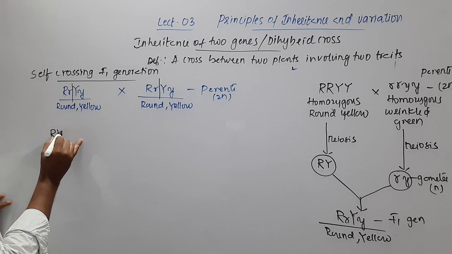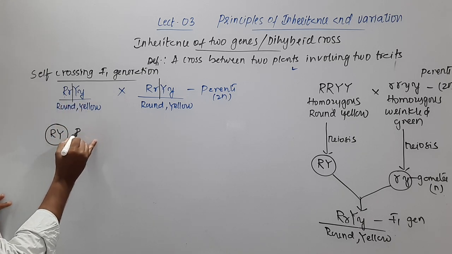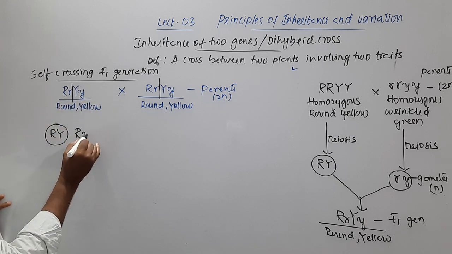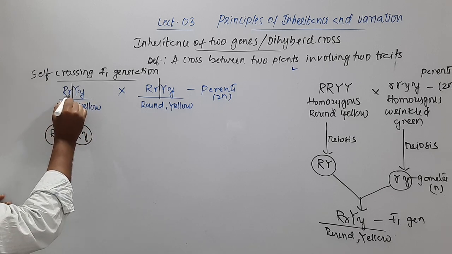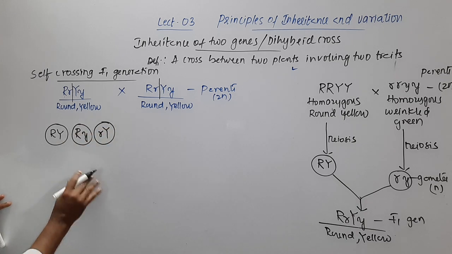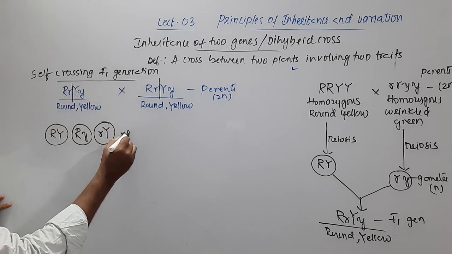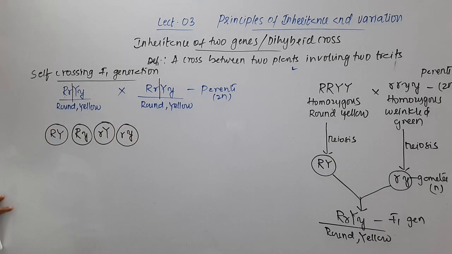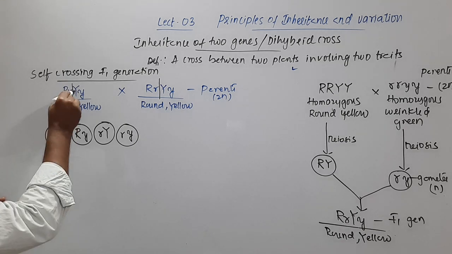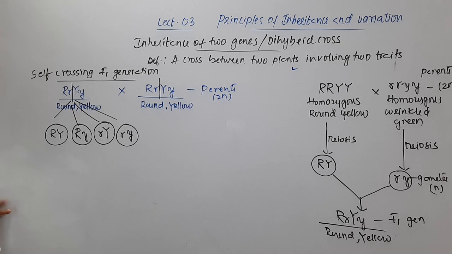So capital R, capital Y will be one gamete. Then capital R small y will be the next gamete. Then small r capital Y will form another gamete, and small r small y will form another gamete. So from this parent we get a total of 4 gametes.